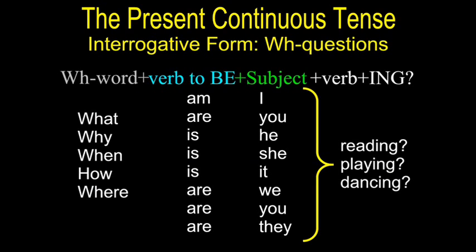Remember that in English questions can be divided into yes-no questions, as we have just seen, and WH questions. WH questions start with a WH word, such as what, why, when, how, where, etc. The structure of WH questions in the present continuous tense is the WH word plus the verb to be plus the subject plus the verb with the ing. For example, what are you reading? When is she playing? Where are we dancing?